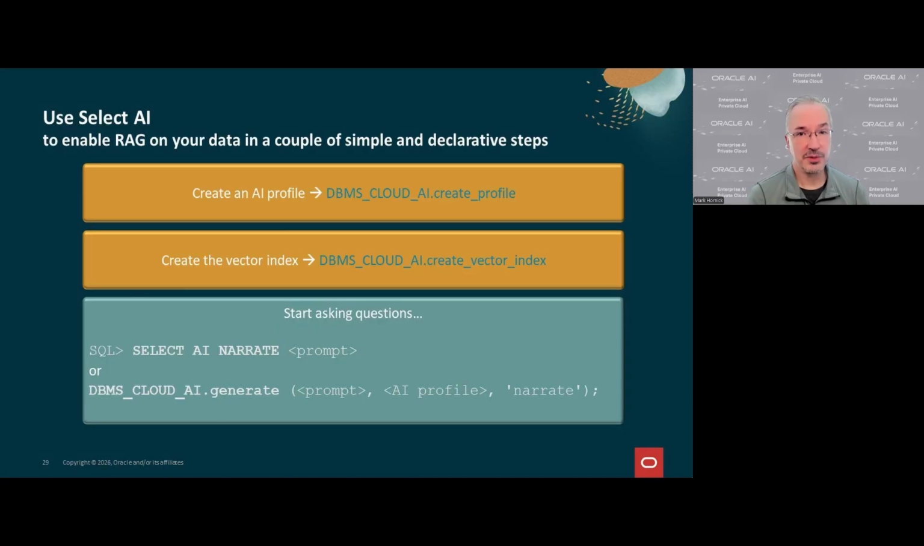Select AI automates RAG and reduces it to two simple steps. You create an AI profile, then create a vector index, which can be automatically updated if new content is added to your documents. At that point, you can start asking questions, so that complex process that we just saw is greatly simplified.